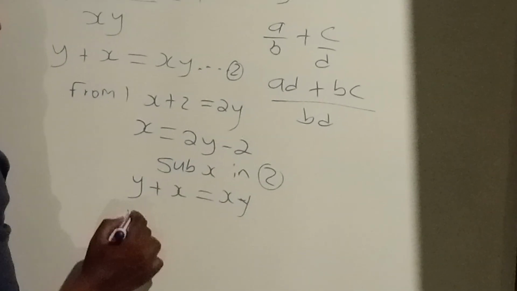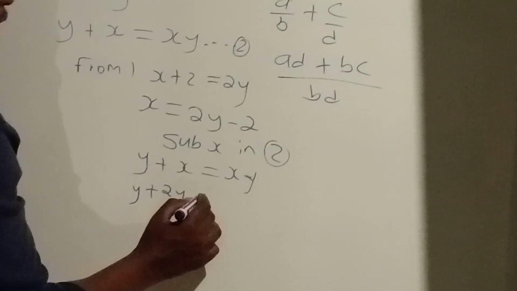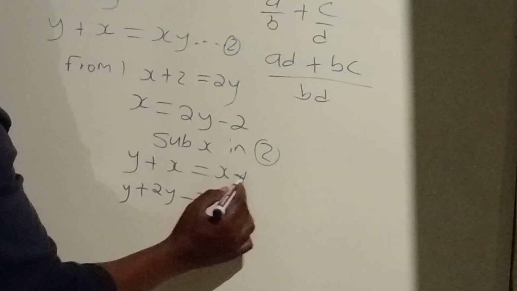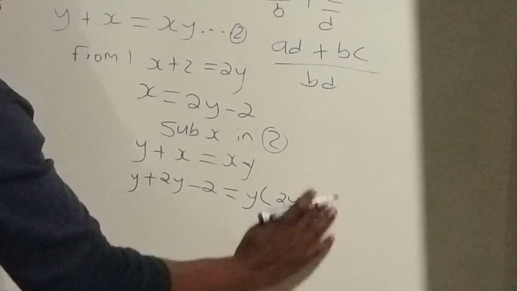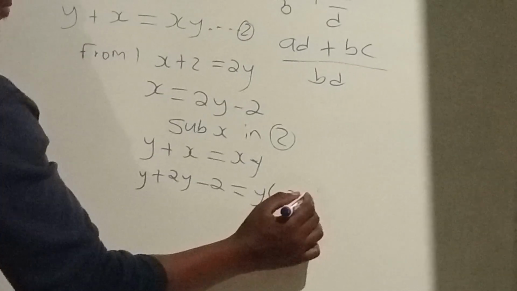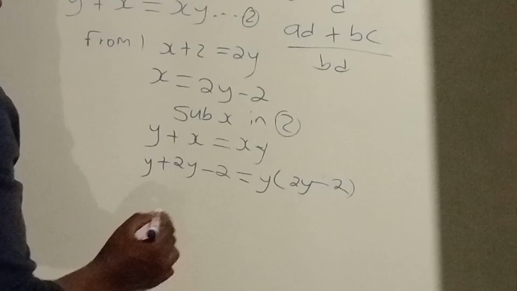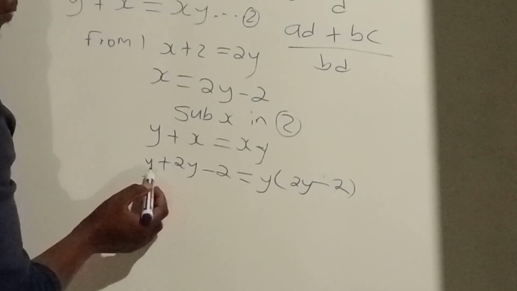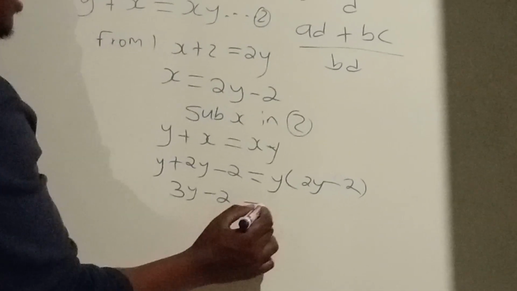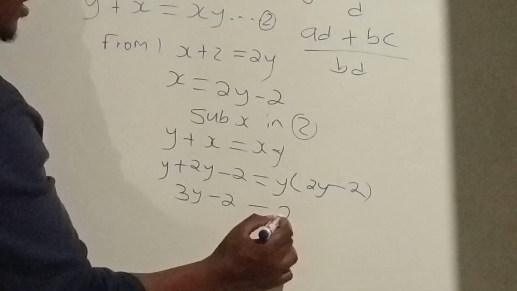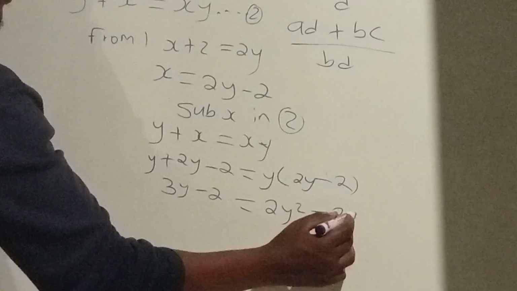That means I have my y still there, but where there's x, I'm going to put 2y - 2, equals, I take the y to this side, y(2y - 2). Sorry about that. That would be y(2y - 2). In the bracket, what do I do now? I add my like terms. I've got y + 2y, which is 3y - 2. This side, y times y will give me 2y squared. y times negative 2 will give me negative 2y.